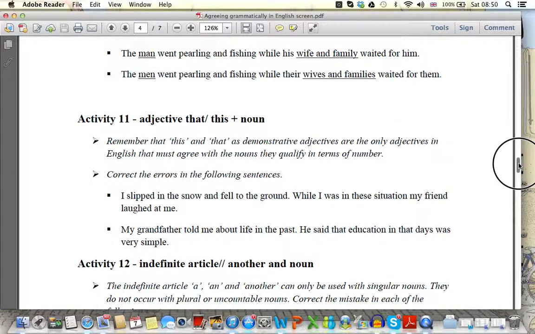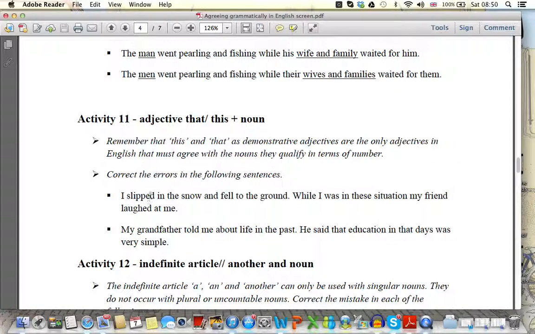Right? So you can do the various activities that are related to these in the worksheet. We come now to the adjectives that and this. These are peculiar in English. They are both adjectives and pronouns. When they function as an adjective, they have to agree with the noun that they are qualifying.